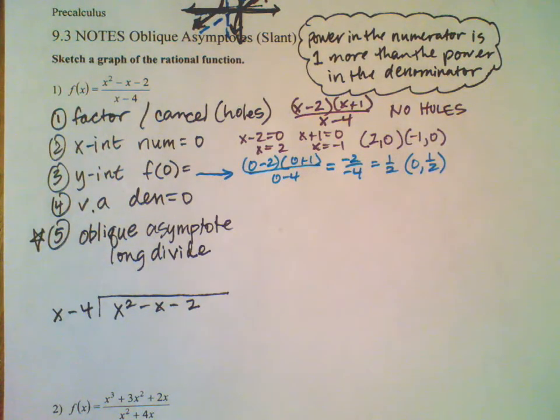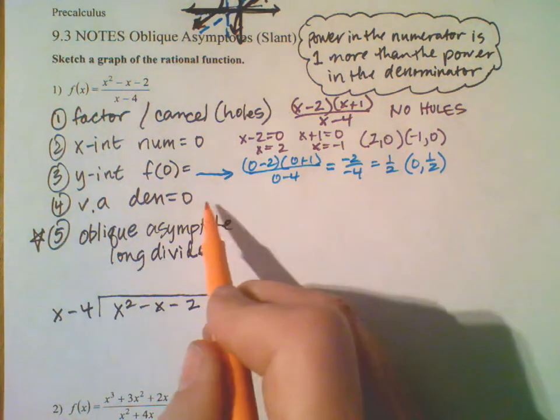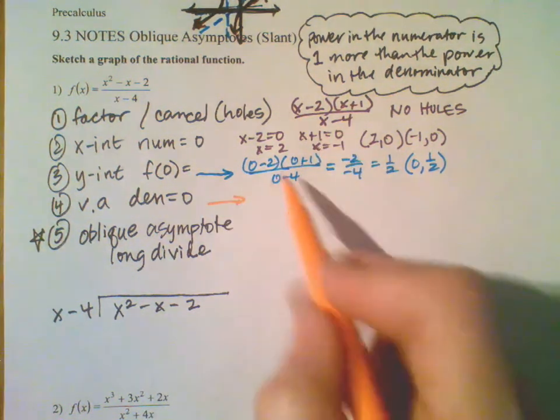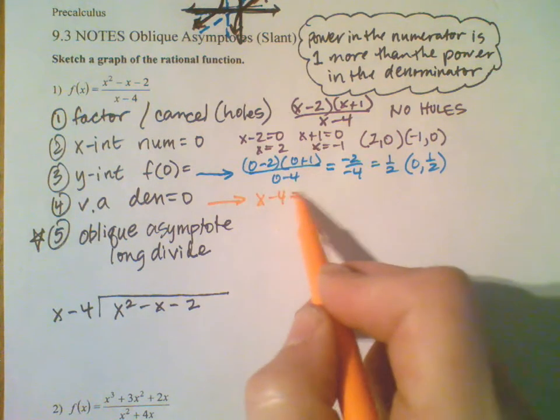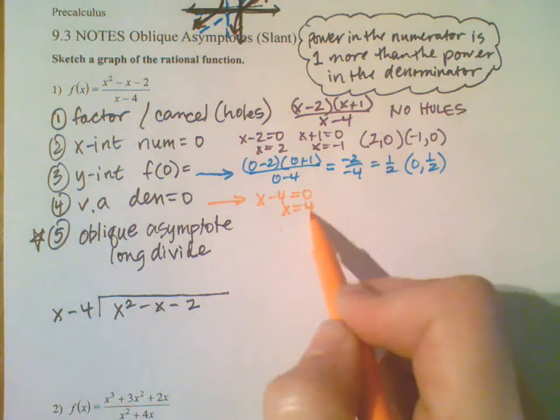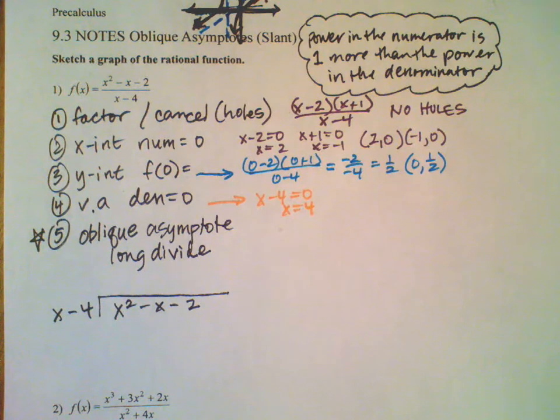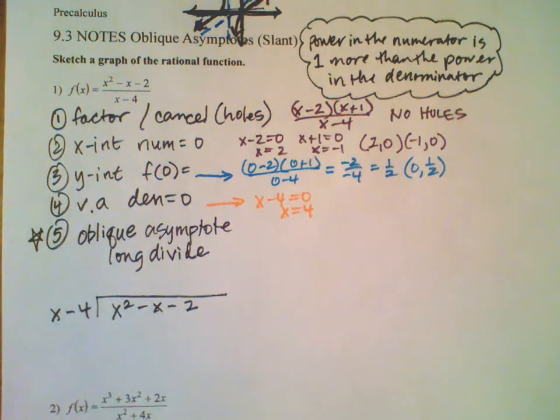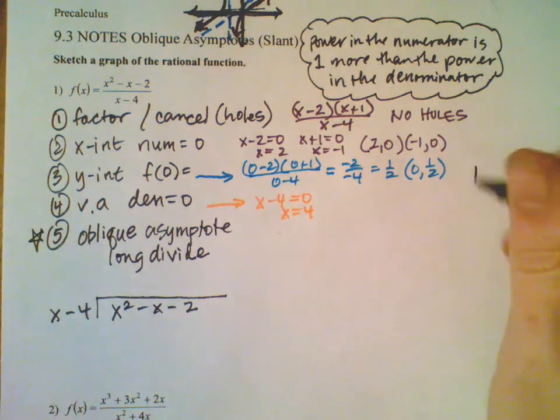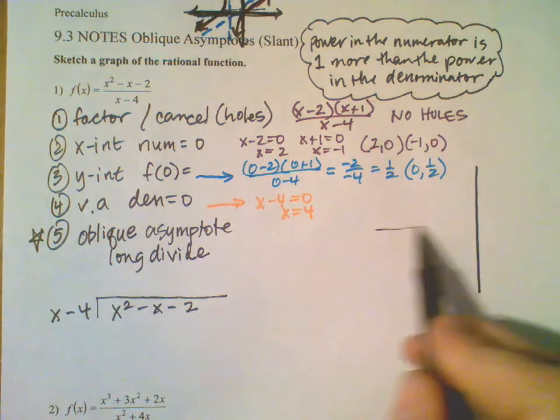Then I'll go ahead and do my vertical asymptote. Remember, the vertical asymptote is where your denominator equals 0, so that is x minus 4 equals 0. That's at x equals 4. I'm going to put all of those things together on the graph right now so that I have them. So I'm going to set my graph over to the side here.